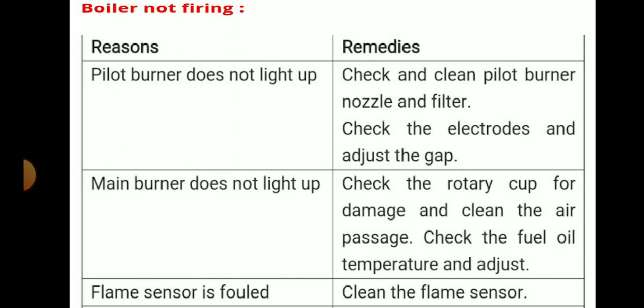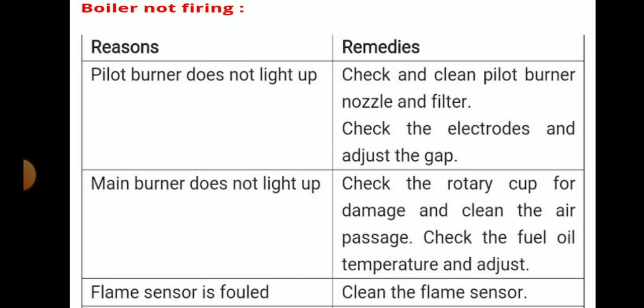Main burner does not light up means check the rotary cup burner for damage and clean the air passage, check the fuel oil temperature and adjust. Flame sensor is faulty means you can clean the flame sensor.